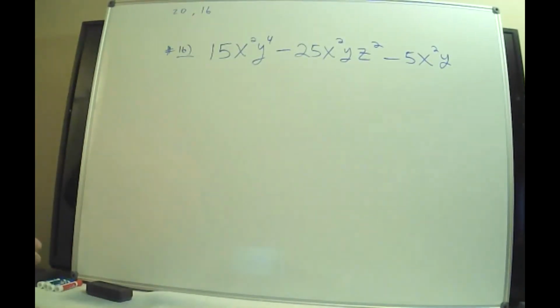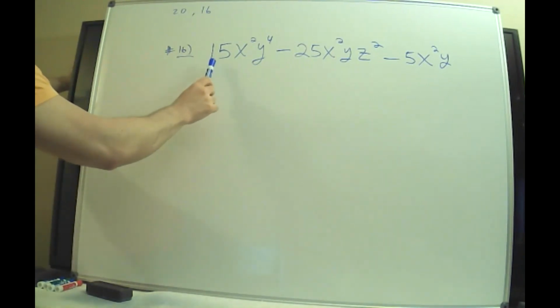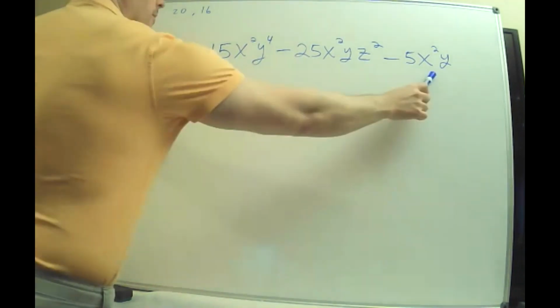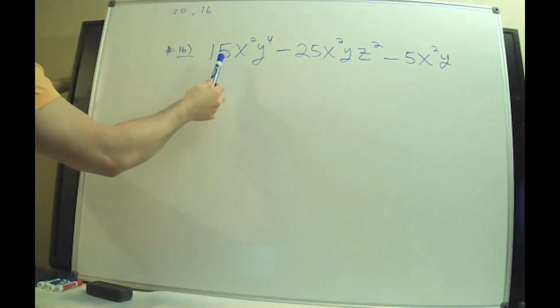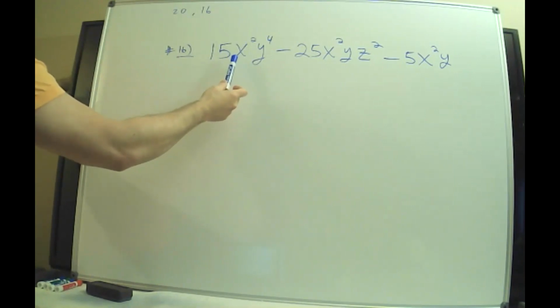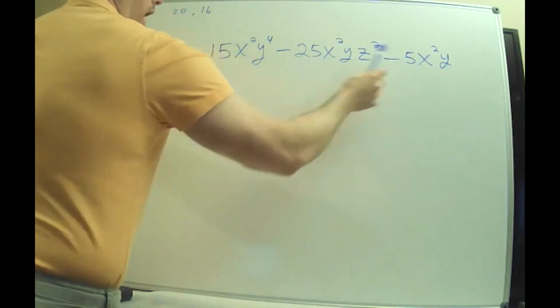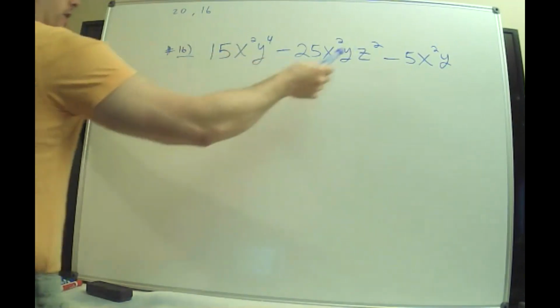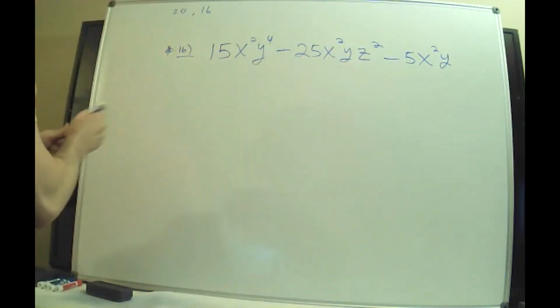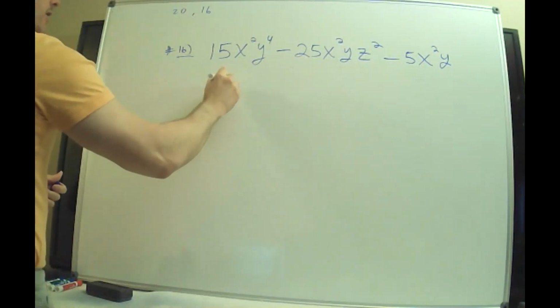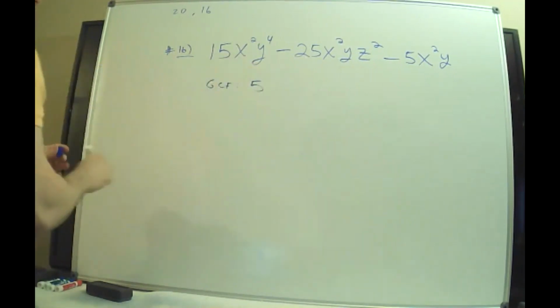All right, so question 16. This can be a tricky question. It's not that hard, but you've got to be careful. This is a greatest common factor problem. This is type 1, even though it's a trinomial. Look at how many letters it has in common. X2, X2, X2, Y, 15, 25, 5. All the numbers, 15, 25, and 5, are all divisible by 5. So your GCF has a 5.